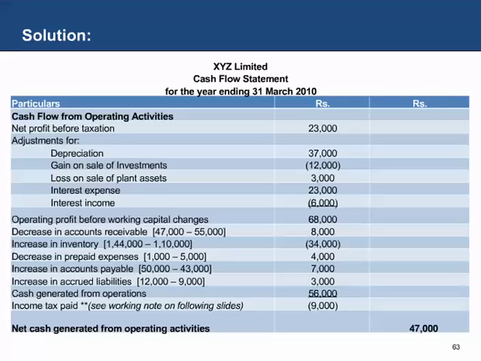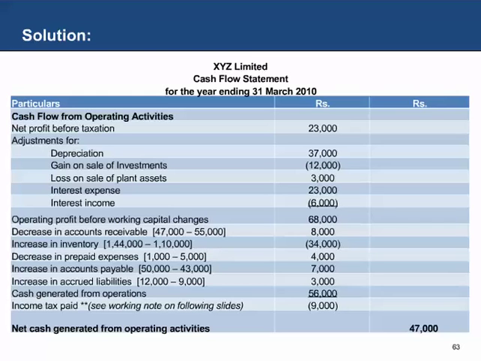Increase in accounts payable from 43,000 to 50,000 is as a result of no payment during the year, and further accrual of accounts payable has resulted in a cash inflow of 7,000. Similarly, increase in accrued liabilities from 9,000 to 12,000 has resulted in a cash inflow of 3,000. Thus the cash generated from operations is 56,000 after adjusting for working capital changes.